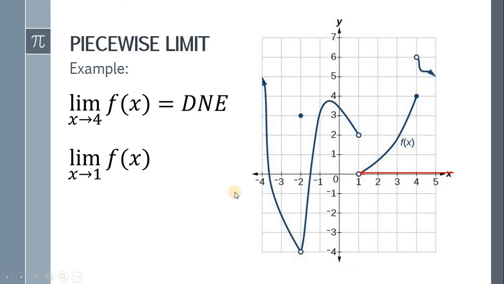So, pakita lang natin. Coming from the right, ito ay 0. Coming from the left, ang value niya is 2. So, therefore, it does not exist.